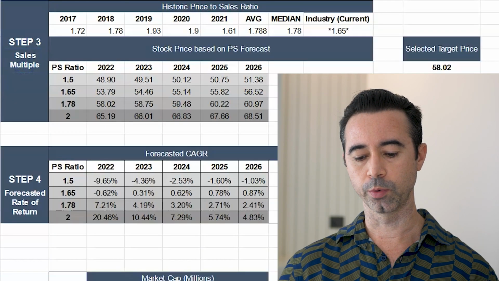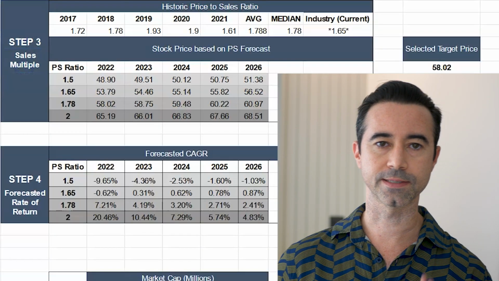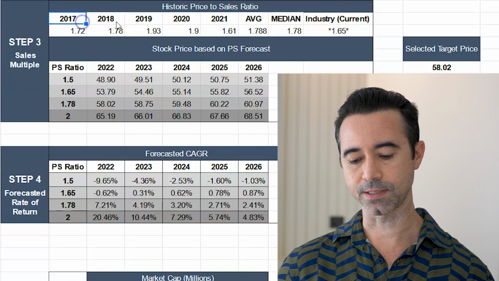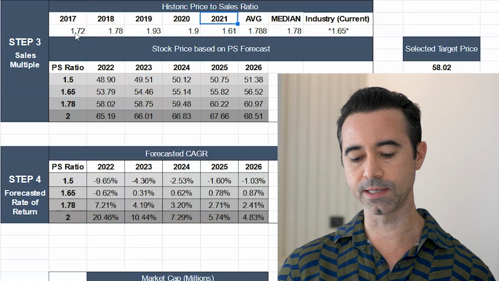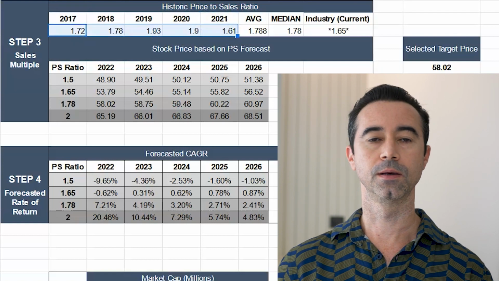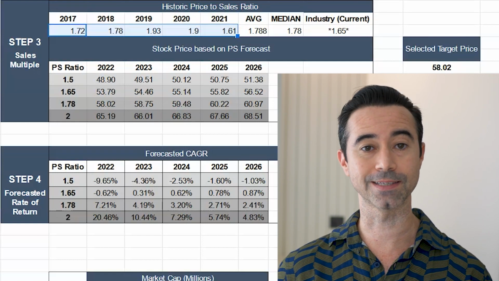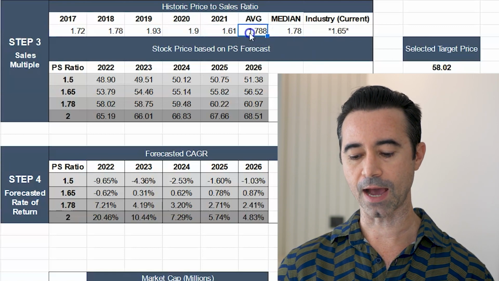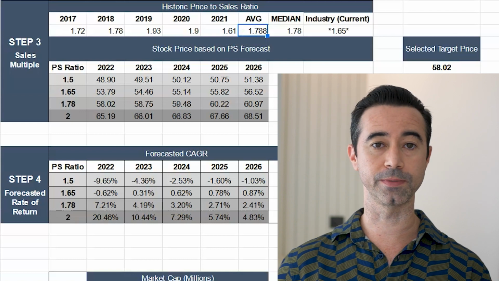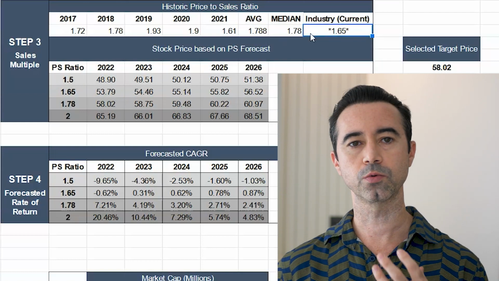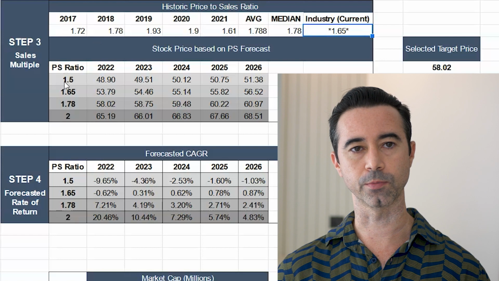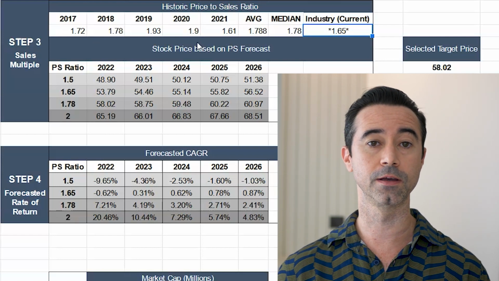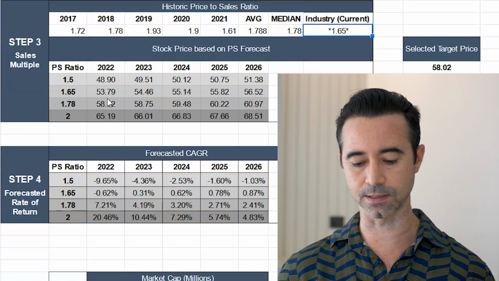Step 3, we need to figure out the multiple, the sales multiple. So what we do here is we say, okay, 2017 through 2021, these were the averages for the price to sales multiples. The median of these was 1.78. The average was 1.78, so we're very close, median and average, that's good. What do we want to use as our price to sales multiple? Because we need to base that on something, because that's going to help us determine what we think the price of this stock is going to be in the future.